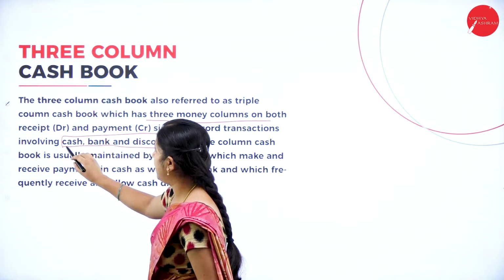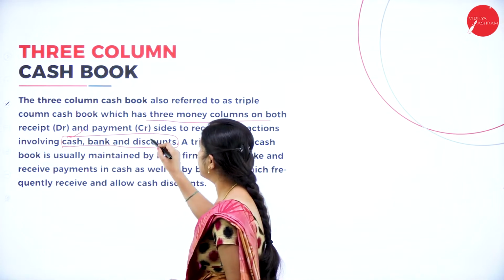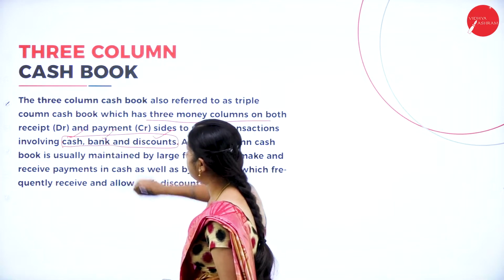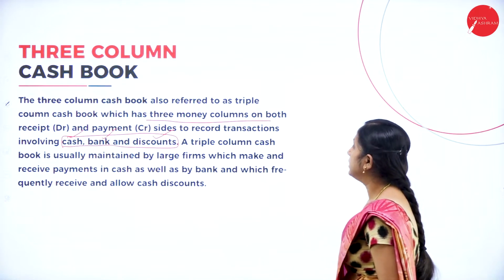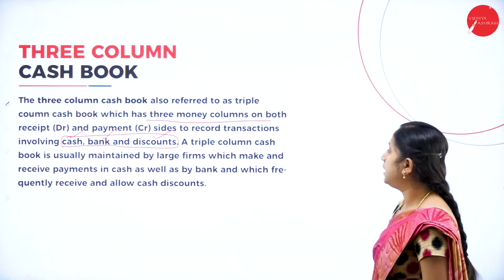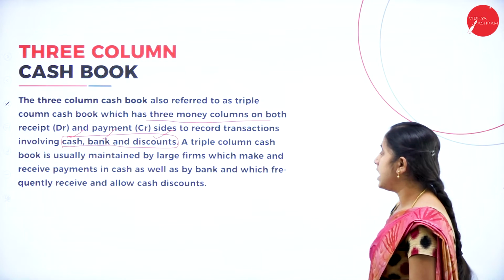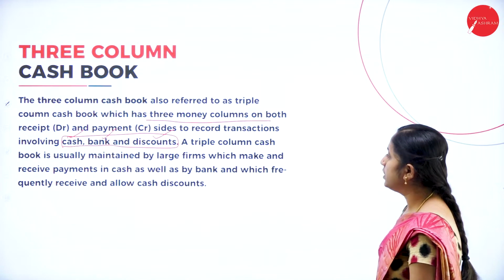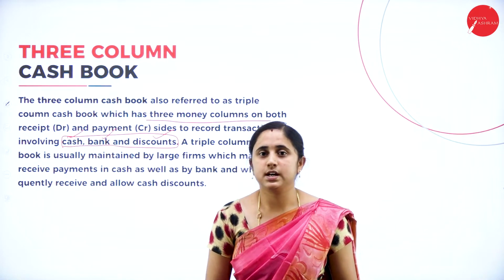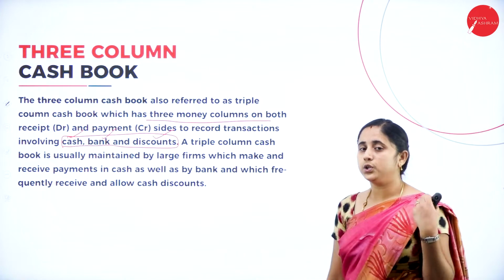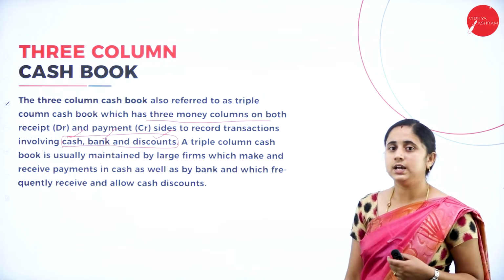In single column, we have only one column to record cash. In double column, cash plus discount. In three column, we have cash, bank and discount. Next, a three column cash book is usually maintained by a large firm which makes and receives payments in cash as well as by bank, and which frequently receives and allows discounts. It is mainly used by a large business concern. They use both bank transactions as well as cash transactions, and they allow and receive discounts.